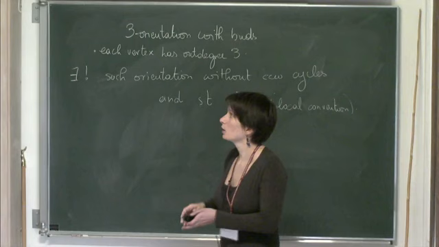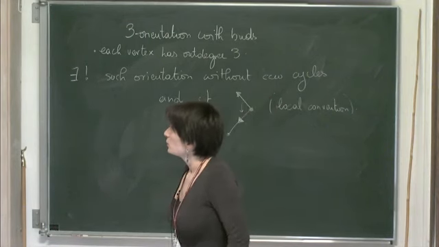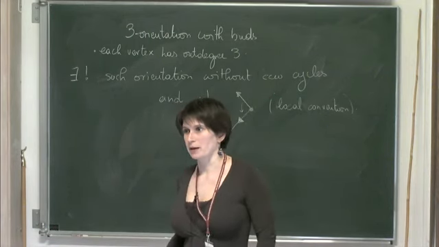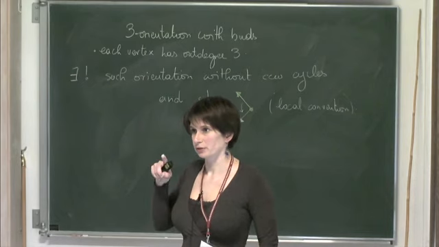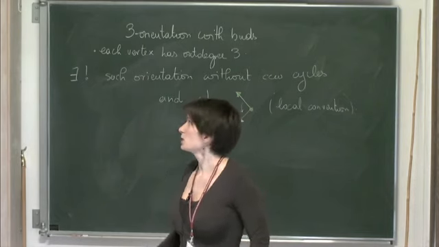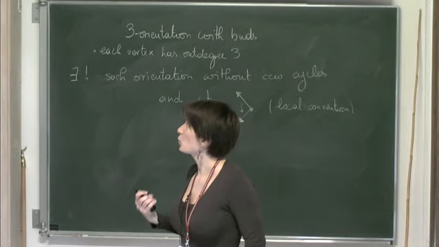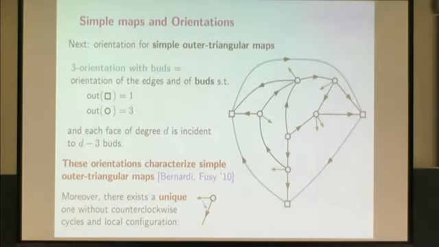Okay, so you start from a simple map with an outer triangular face. Then there is a unique way to orient the edges of this map such that these 2 conditions here are satisfied. Okay, and if you can do that, then you know that your map is simple.